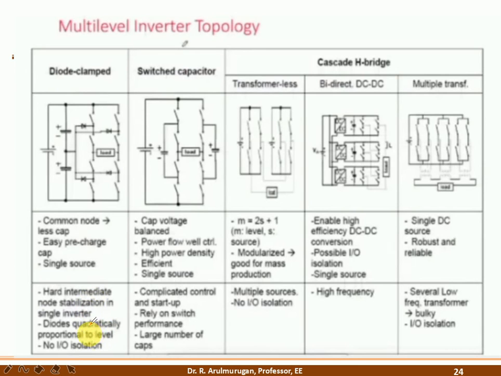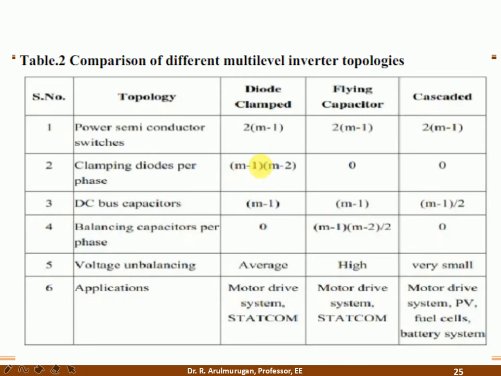Okay, and then the capacitance method, meaning the flying capacitor method. The capacitor voltage is balanced, so power flow is well in control in the circuits. So it has high power density, is efficient, and uses a single source. Another one is this type of merit of the flying capacitor method. And the cascade method means the cascade is serially connected, well known, and familiarly we are using it. You have looked at this tabulation very clearly.